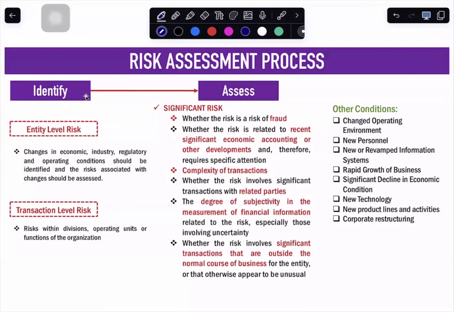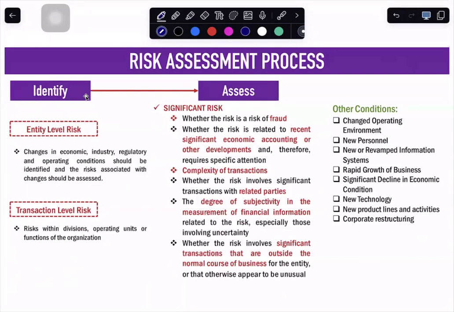So under your entity level risk, these are changes in economic, industry, regulatory, and operating conditions. So let's say, for example, just yesterday, based on the SONA of the president, POGOs are now banned in the country. Therefore, we can consider that as a regulation. That risk is known as entity level risk.